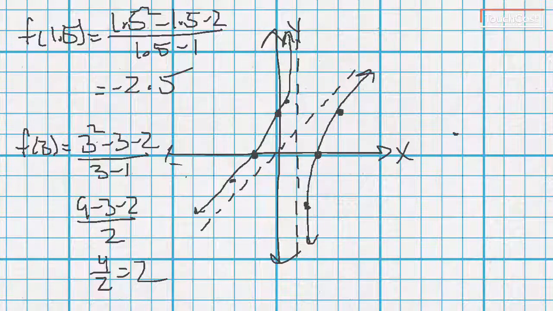And now we've finished graphing x squared minus x minus 2 all divided by x minus 1. We put in our important information. We found our asymptotes. There were no holes, no common factors between our numerator and denominator, so we were good there. We're done.